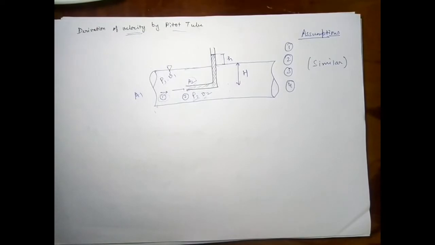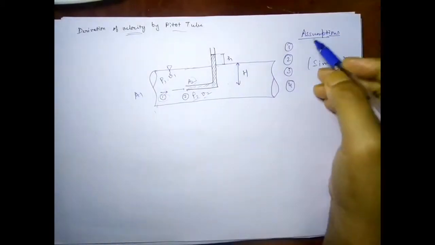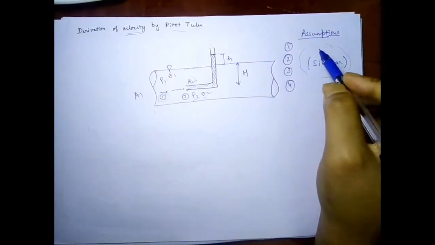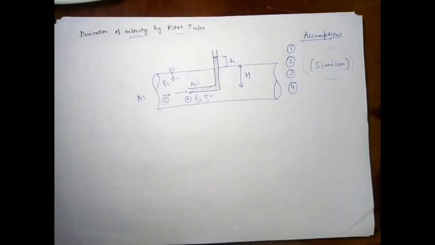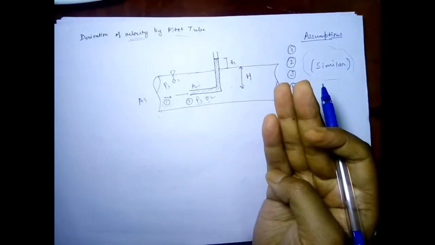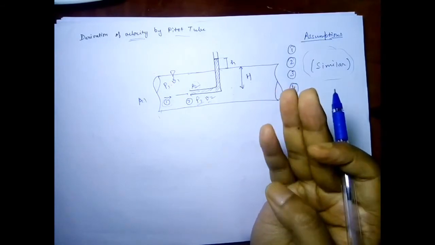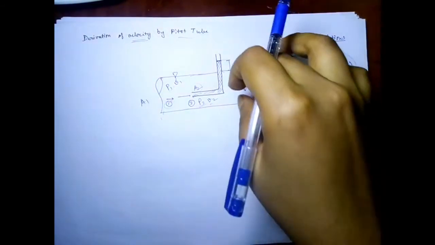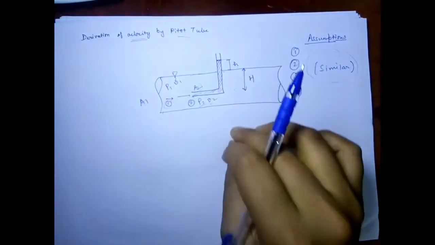Now let us recall Bernoulli's equation. In Bernoulli's equation, for an incompressible ideal fluid, when the flow is steady and continuous, the sum of the pressure energy, kinetic energy and potential energy is constant along a streamline. The assumptions we take are similar to those of the orifice meter and Venturi meter: the fluid is ideal, inviscid and incompressible, the flow is steady and continuous, the fluid is irrotational, and the inner surface is frictionless.